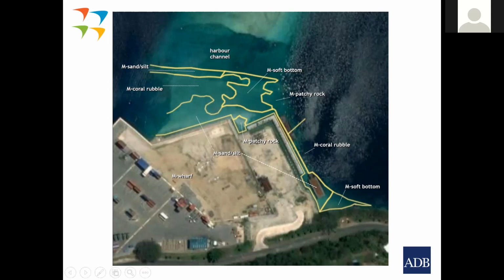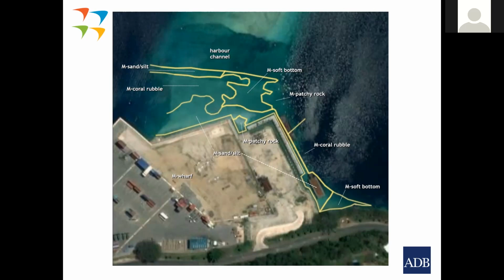The first one, which is not actually marked here, is artificial habitat along the piles of the pre-existing partially constructed wharf that formed a habitat. There was recruitment of corals along those piles. That was one habitat. We had soft bottom habitat here. We had patchy rock habitat. We had coral rubble, sand and silt habitat. So a variety of habitats were identified, and within those habitats, there were 21 coral species identified in 4 of the 5 habitats.